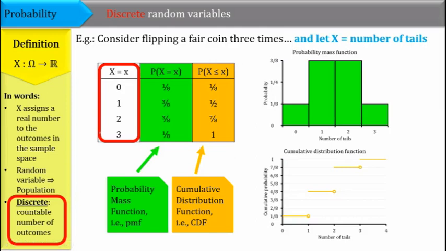Right, now just quickly to start off with a bit of revision. A random variable is a function that assigns a real number to the outcomes in the sample space. In the case of a discrete random variable, we have a countable number of outcomes, and typical examples of this will be the Poisson distribution and the binomial.